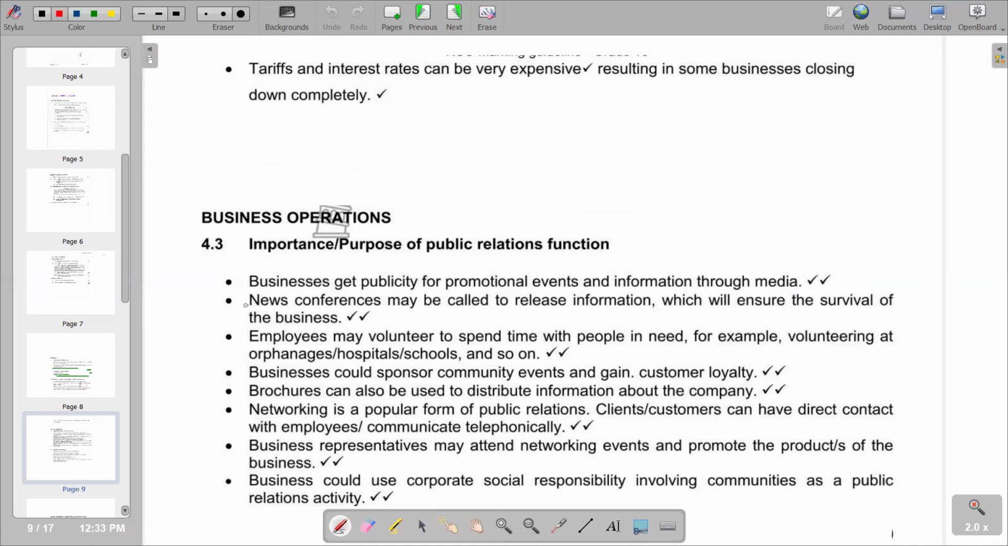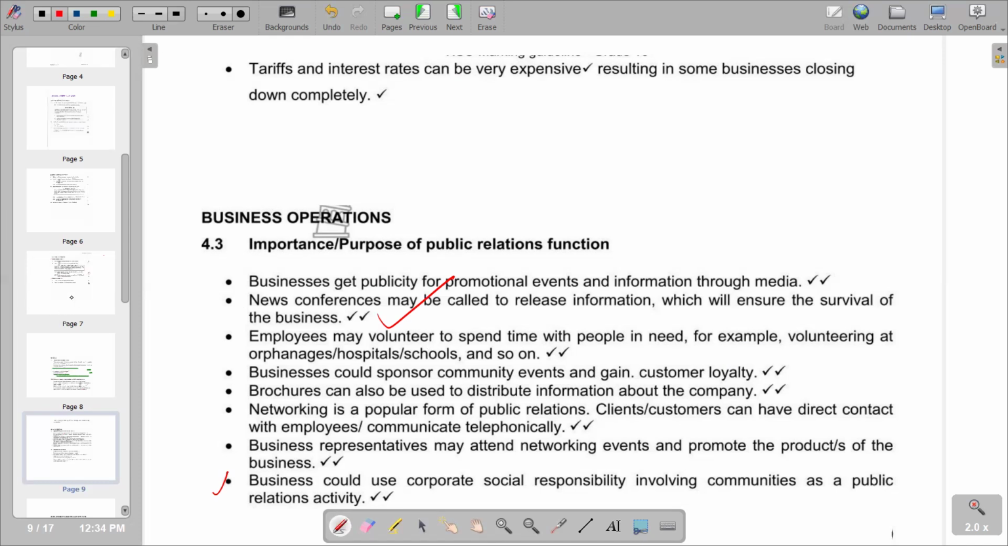Secondly, news conferences may be called to release information which will ensure the survival of the business. And then our next point is employees may volunteer to spend time with people in need, for example, volunteering at orphanages or hospitals or schools and so on. And also, the last point reads, businesses could use corporate social investment, which is a positive approach within the context of operations of businesses.